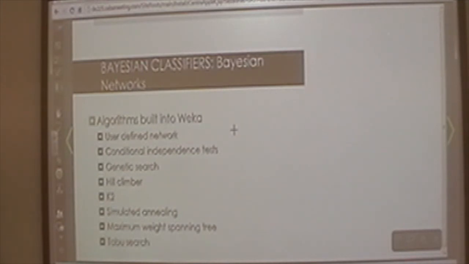An algorithm that we'll look at in maybe a little detail is K2. I like K2. Simulated annealing, that's the default. K2 is the default in Bayes network, in Weka. Simulated annealing is based on annealing, for example, of metals in physics, so it kind of mimics that idea. And then a couple others, maximum weight spanning tree, and taboo search.